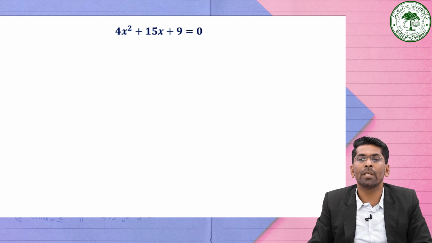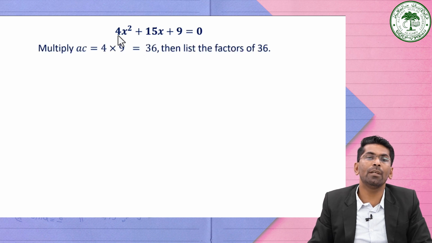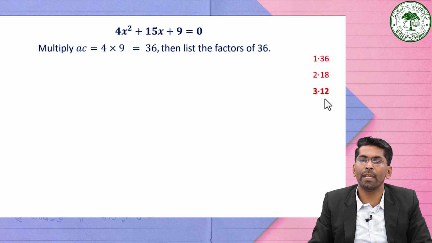So in order to solve this equation using the factorization method, we want to find two numbers whose product is equal to AC, that is 4 into 9, which is equal to 36. And then we list out the various number pairs which will give 36. It may be 1 into 36, 2 into 18, 3 into 12, or 4 into 9. All of these give a product of 36, and the sum should be 15. So I think the better pair is 3 and 12.